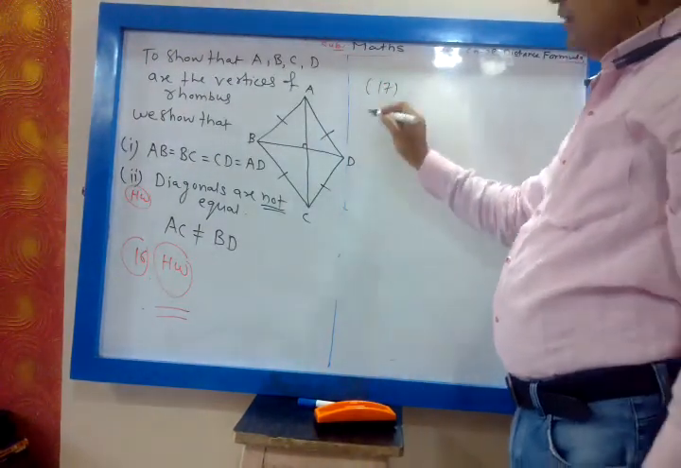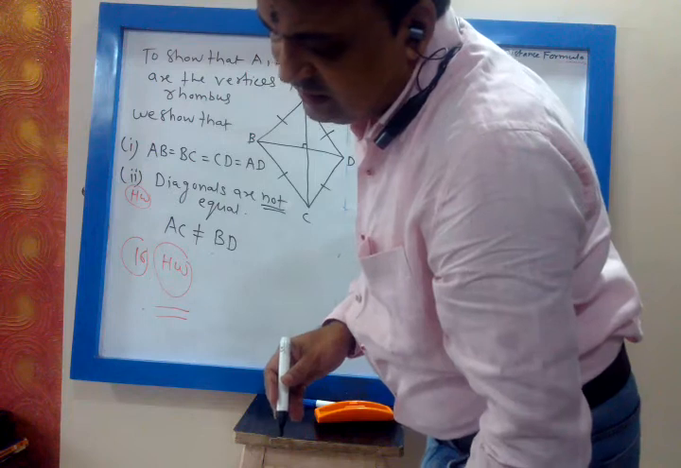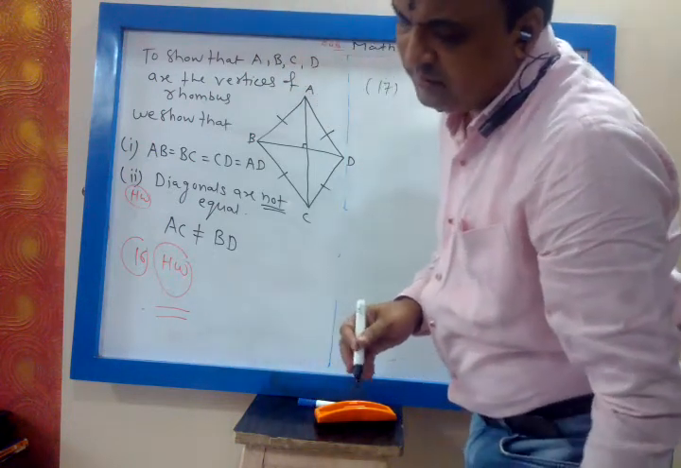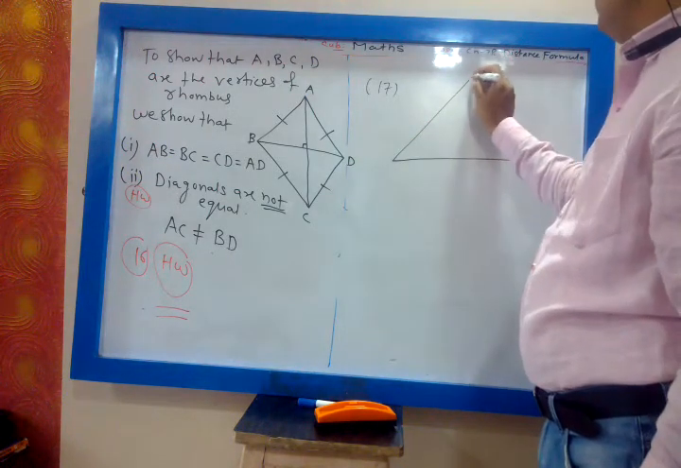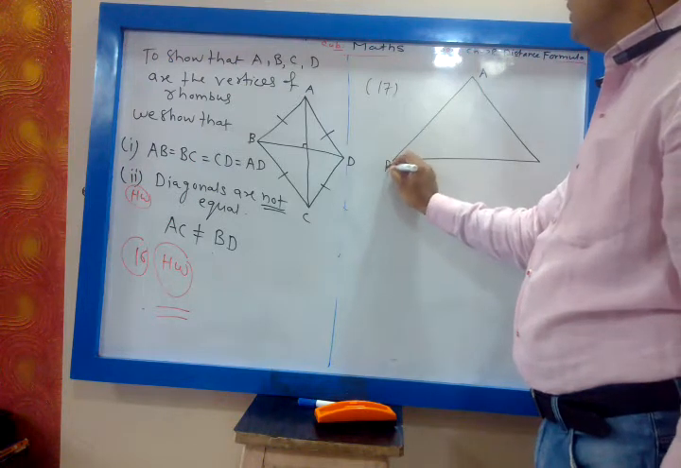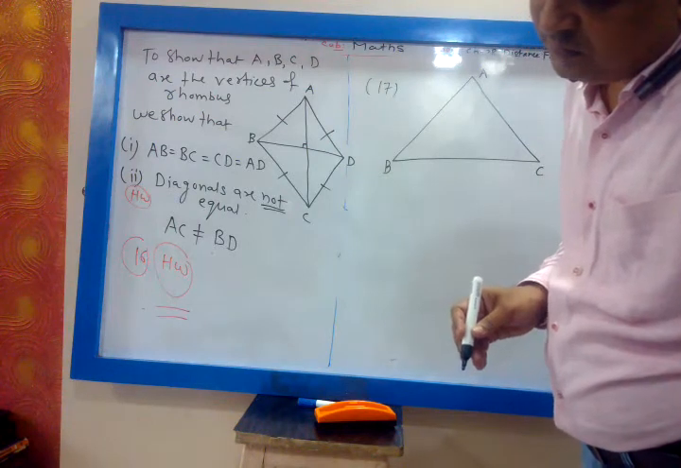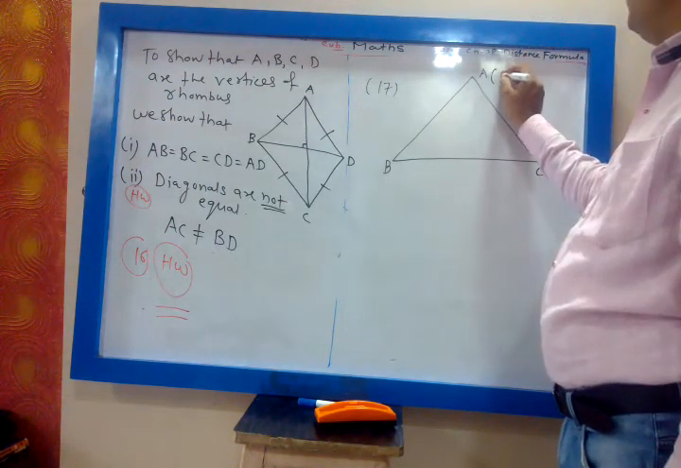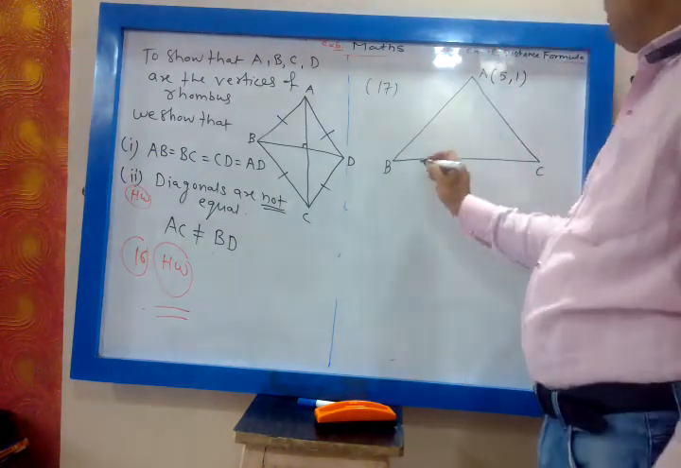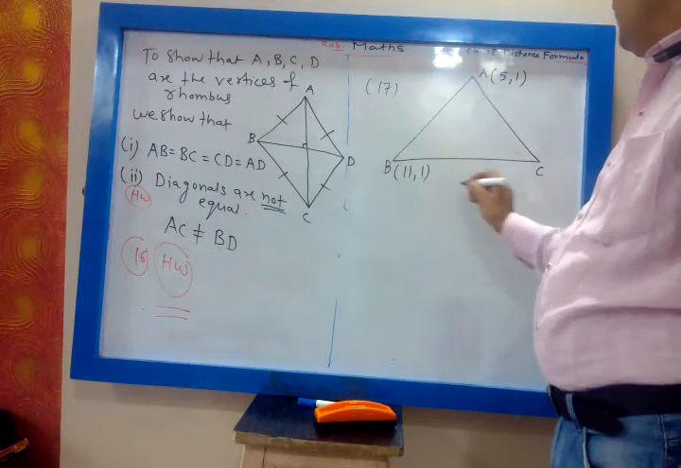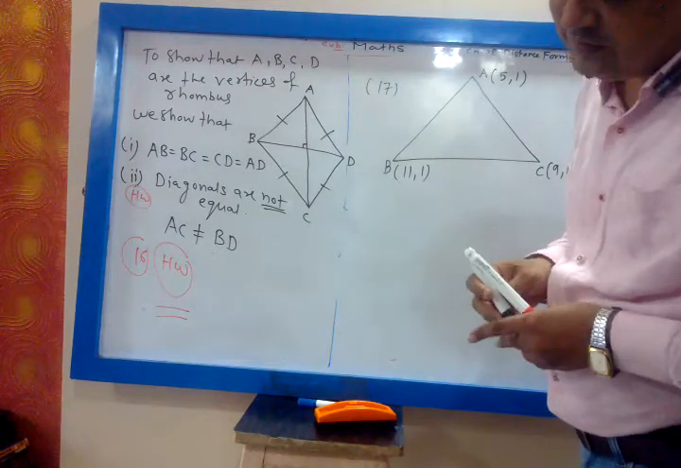17th: circumcenter of a triangle. Show that the vertices of a triangle are given. Draw the diagram in this. A, B, C are the vertices. The coordinates of A are 5, 1. B is 11, 1. And C is 9, 1. Find the coordinates of the circumcenter of the triangle.